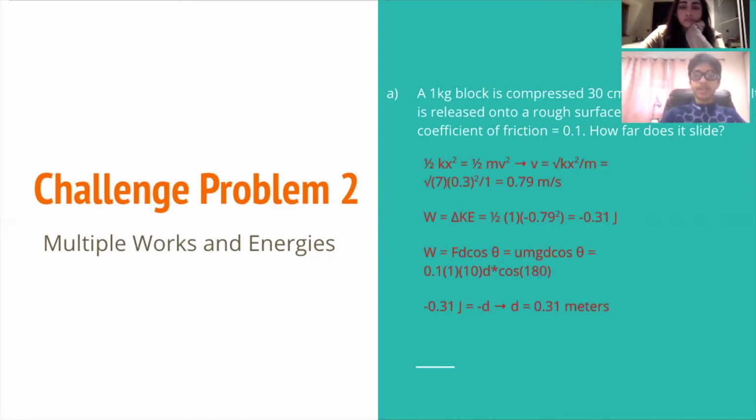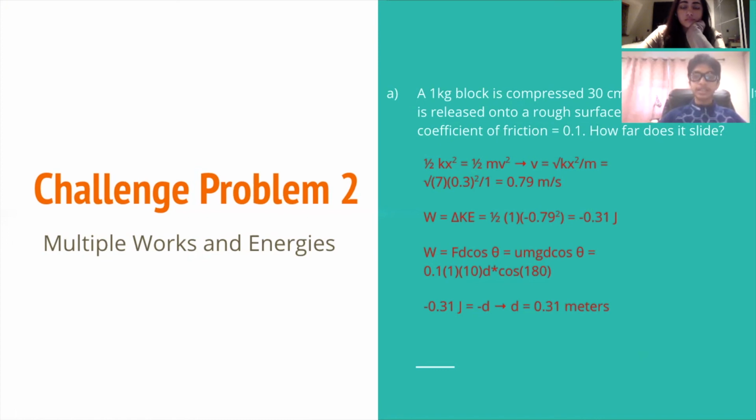Then the work will be equal to the change in kinetic energy. Now we know the final kinetic energy is, again, 0 joules, because the final velocity is 0 meters per second because it comes to rest. And we know the initial kinetic energy because we know the block's mass, and we now know its velocity is 0.79 meters per second. So the work done by friction is minus 0.31 joules.